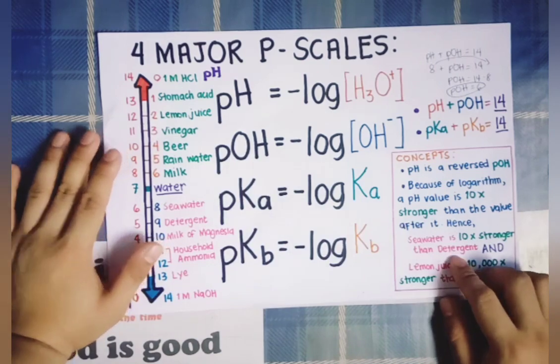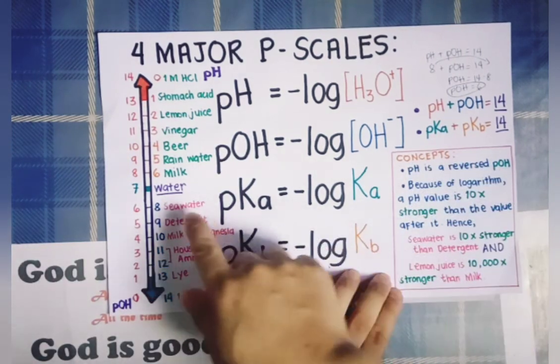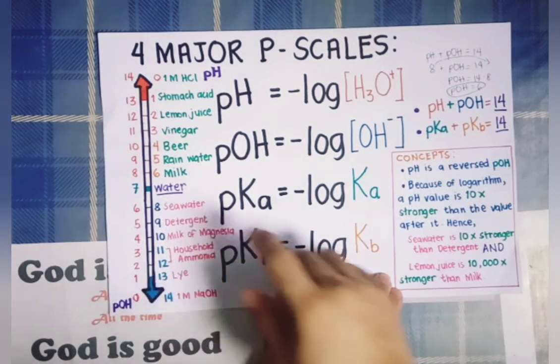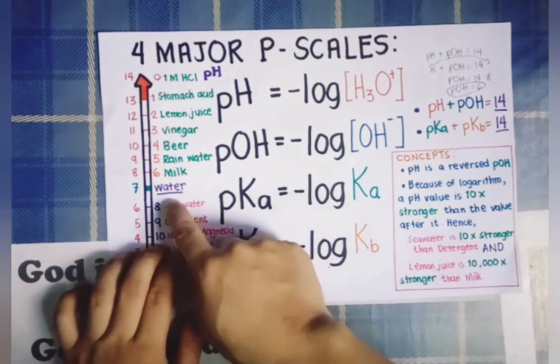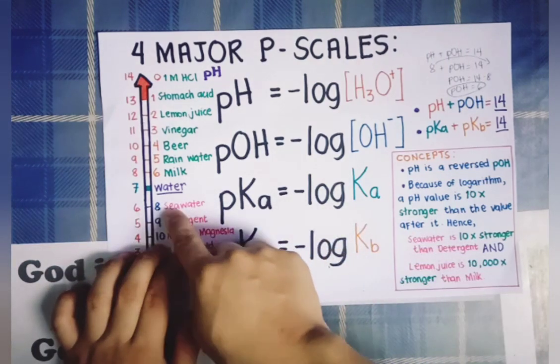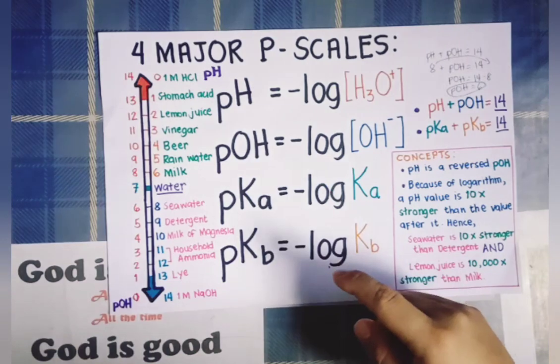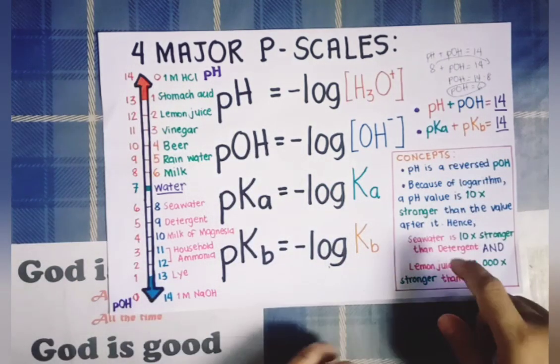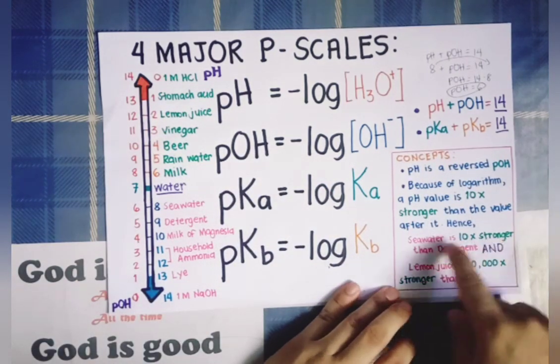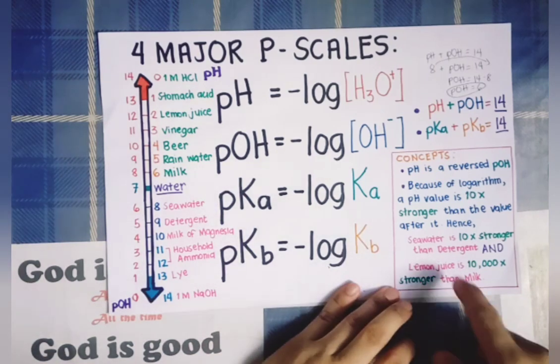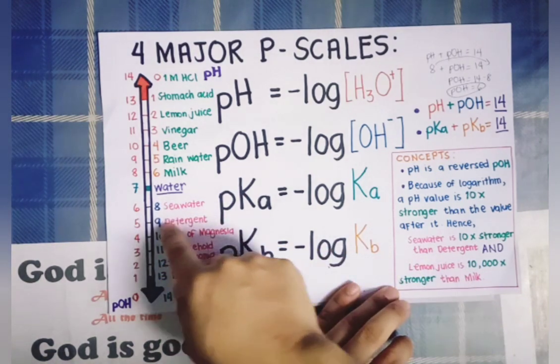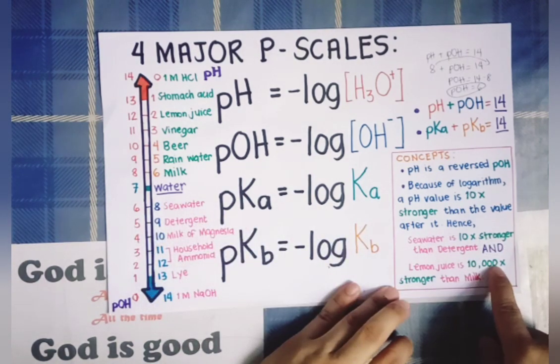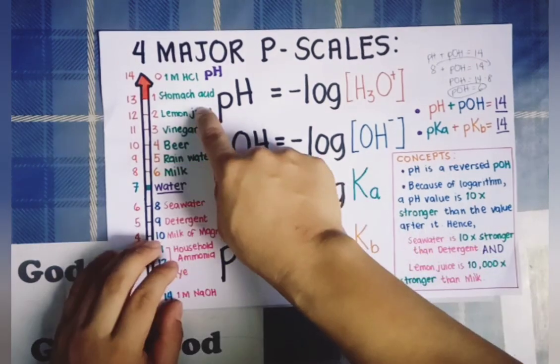Another example: we have here seawater and detergent. Let's compare them. Every step is actually 10 times stronger than the step that preceded it. So seawater is 10 times stronger than the detergent, because it is only one step, so just times 10. And lemon juice is 10,000 times stronger than the milk. We have here the lemon juice and the milk.